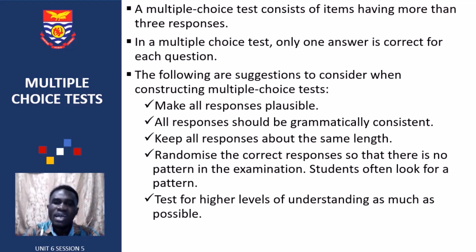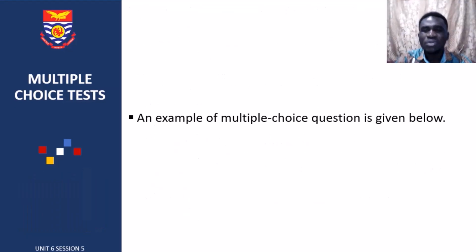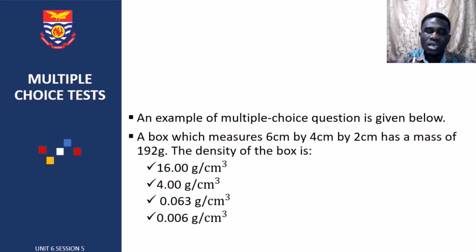And also test for higher levels of understanding as much as possible. An example of a multiple choice question is given below. A box which measures 6 centimeters by 4 centimeters by 2 centimeters has a mass of 192 grams. The density of the box is... These are all plausible answers: whether the student performs the calculation using addition, division, or subtraction, he will get an answer. So they are all plausible and the learner is likely to choose any of them.